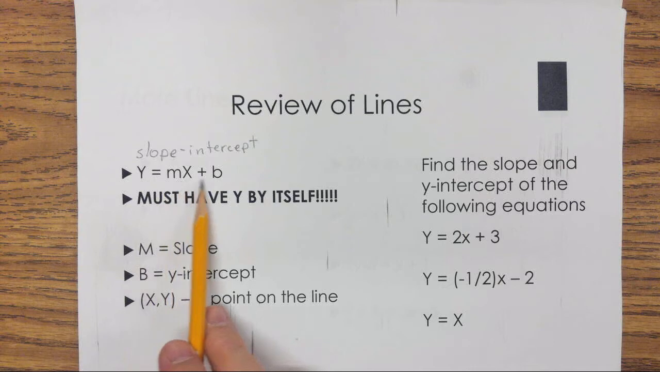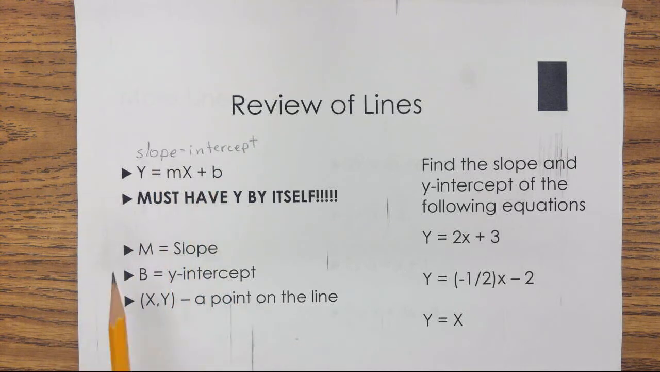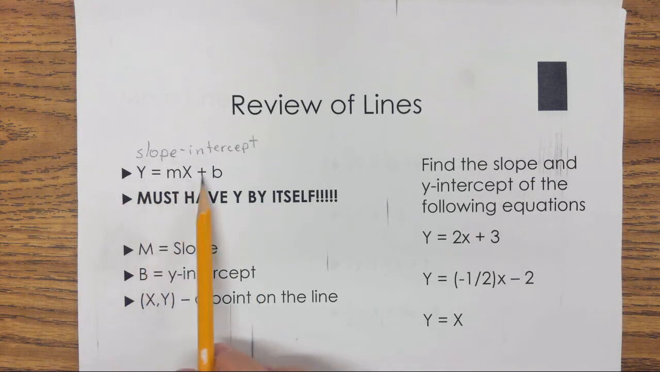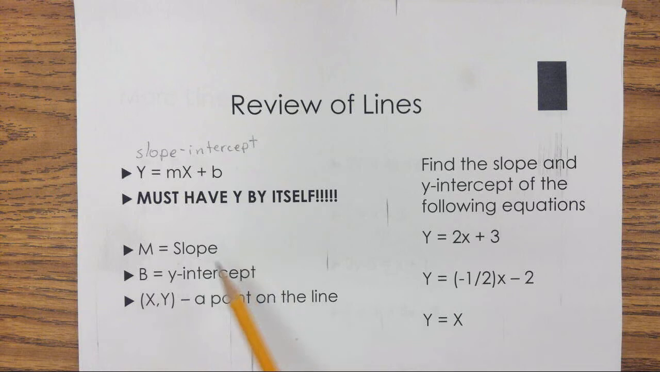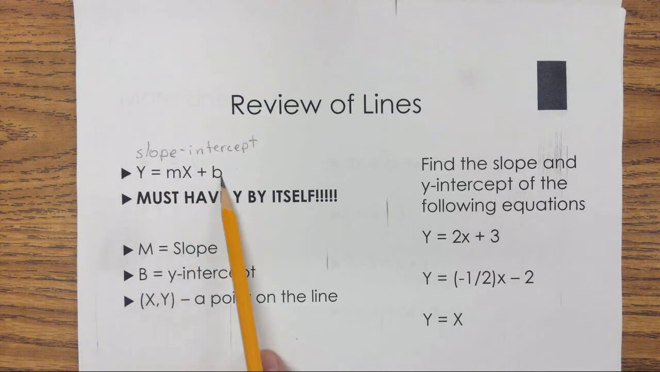Anytime that you're writing these equations of lines to find the slope and the y-intercept, you have to have the y by itself. So sometimes this might be given to you in a jumble, and you might have to go through and solve for y first. But that's something that you guys have done before, and you should be fine with. Remember that the m here, that's the slope, and the b value here is the y-intercept. So the slope is always with the x, the b is always by itself.